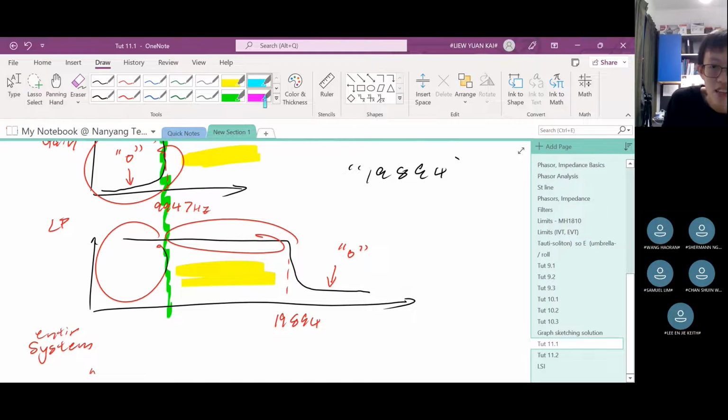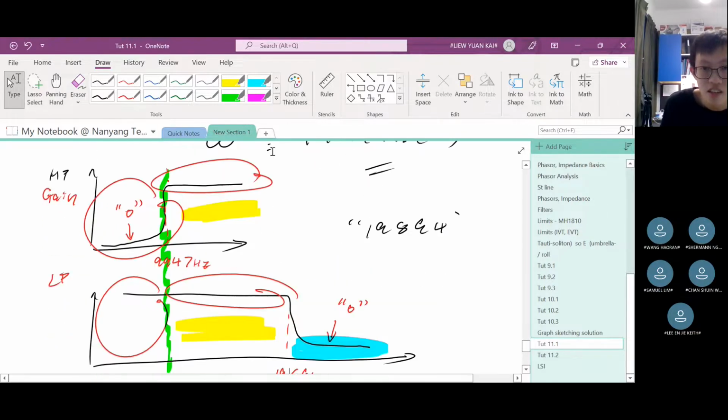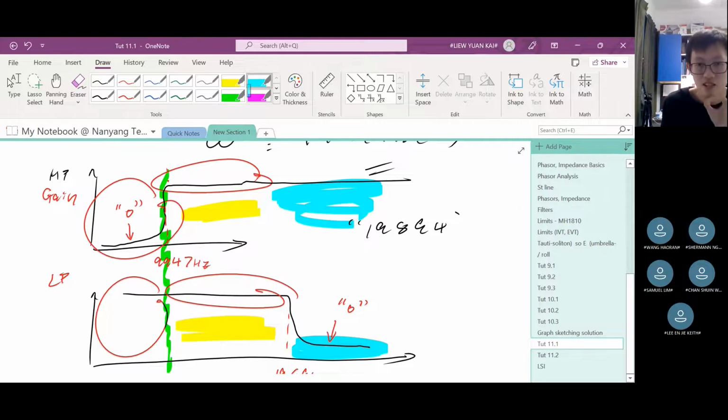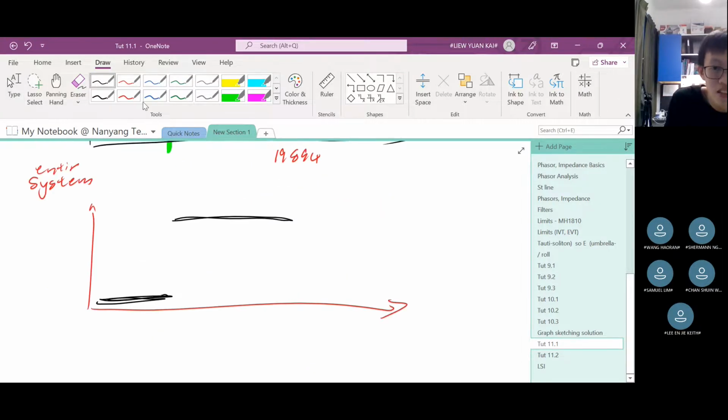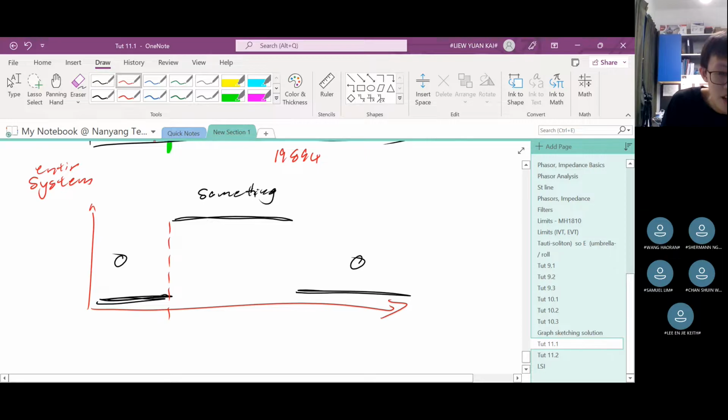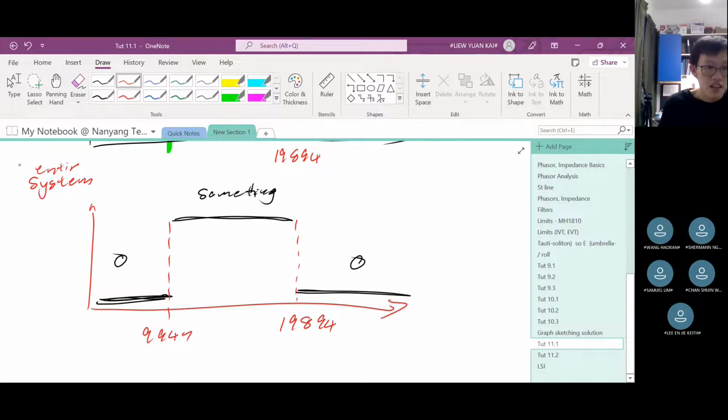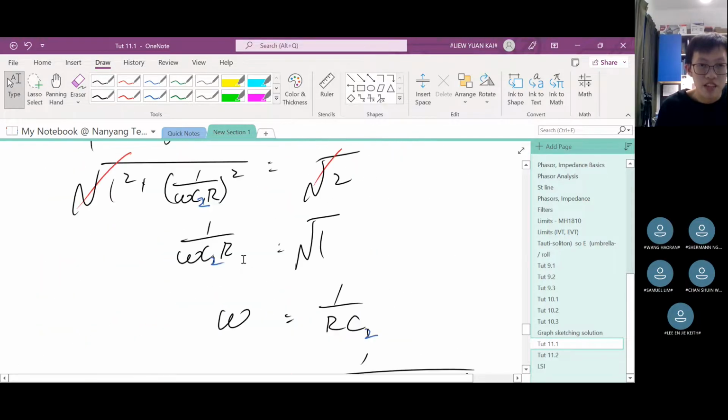Now look at the last section. Here, 0 times, actually this will extend, right? This will extend like that. 0 times something should give me 0 again. So down here, it becomes 0. So here's 0, here's 0, here is something. And then we know that this is the low cutoff frequency, which is 9947. This is the high cutoff frequency, which is 19894. Yes?